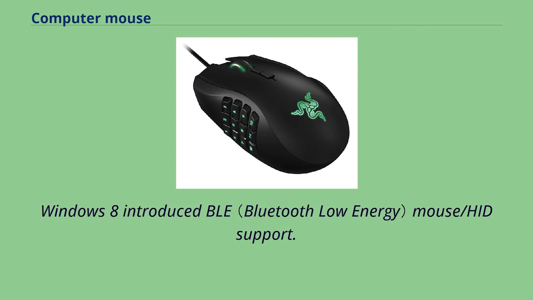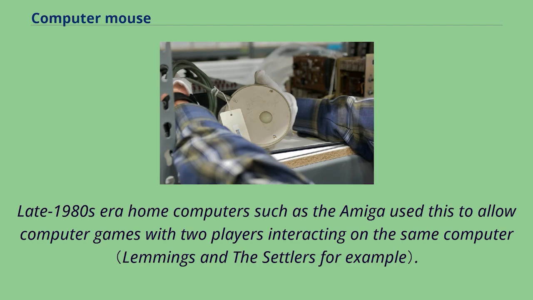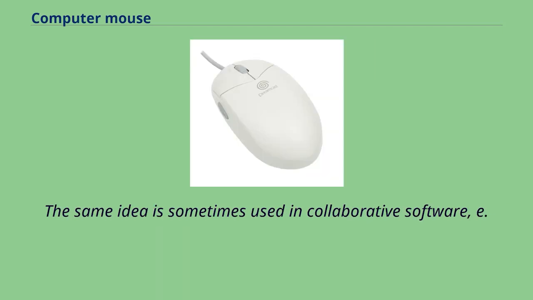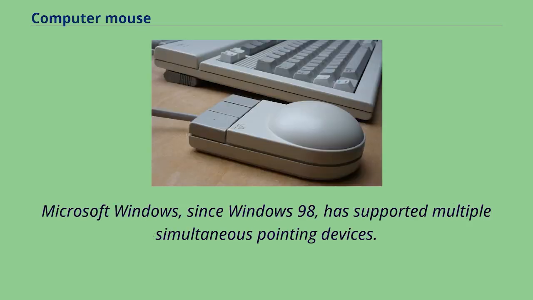Windows 8 introduced BLE mouse/HID support. Some systems allow 2 or more mice to be used at once as input devices. Late 1980s era home computers such as the Amiga used this to allow computer games with 2 players interacting on the same computer. The same idea is sometimes used in collaborative software, e.g. to simulate a whiteboard that multiple users can draw on without passing a single mouse around.